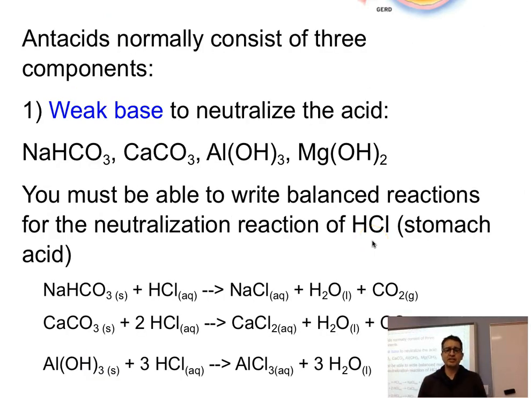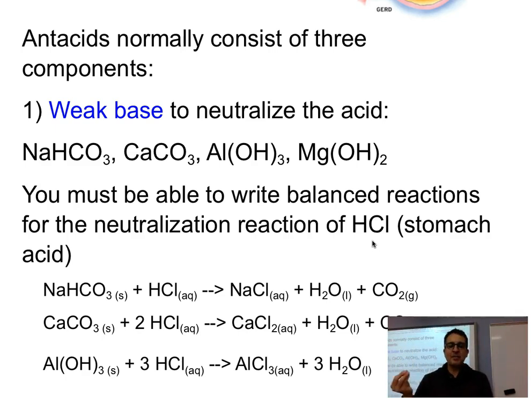Now, antacids consist of three main components. The most important one is going to be a weak base in order to neutralize the acid, the hydrochloric acid that is in your stomach. Now, the most common components are going to be sodium bicarbonate or sodium hydrogen carbonate, calcium carbonate, aluminum hydroxide, or magnesium hydroxide. All of these are weak bases. They do not have a strongly basic component. Why won't we use a strong base? Because obviously a strong base would also cause damage, because being strong, it can cause irritation to all of those membranes on our throat and our stomach.